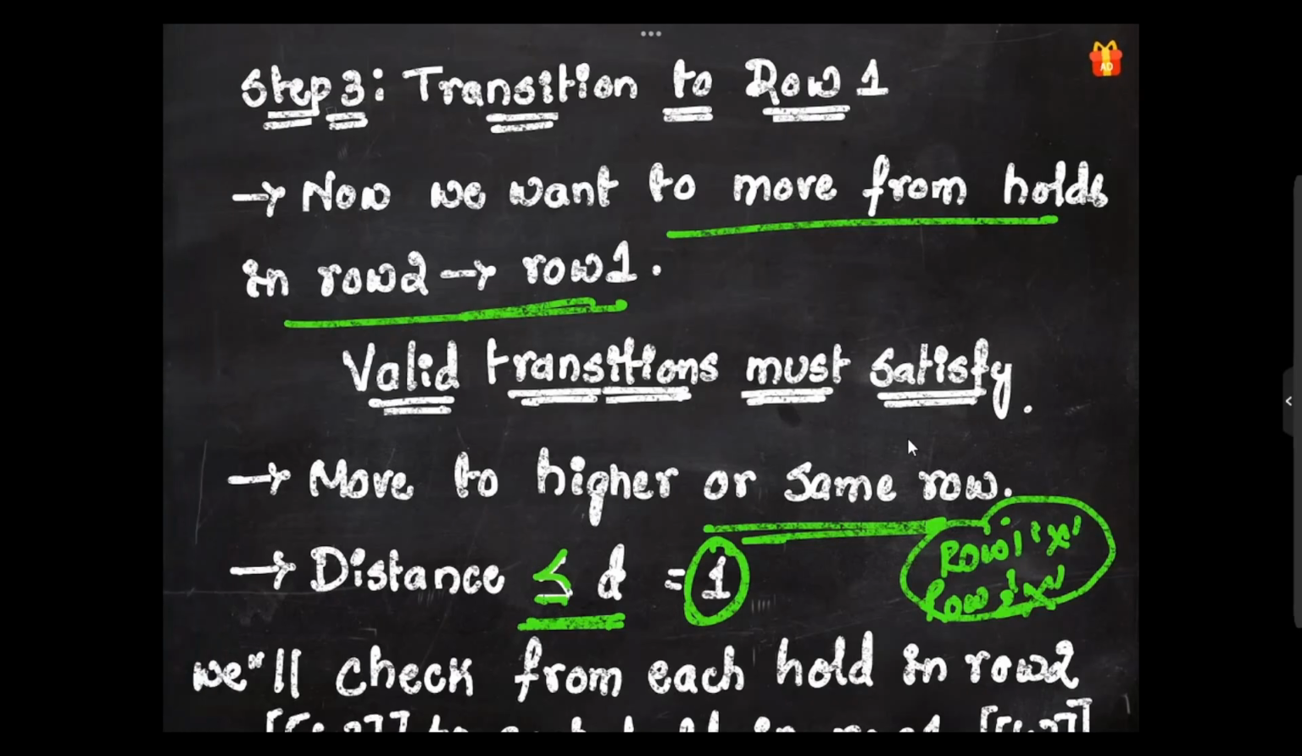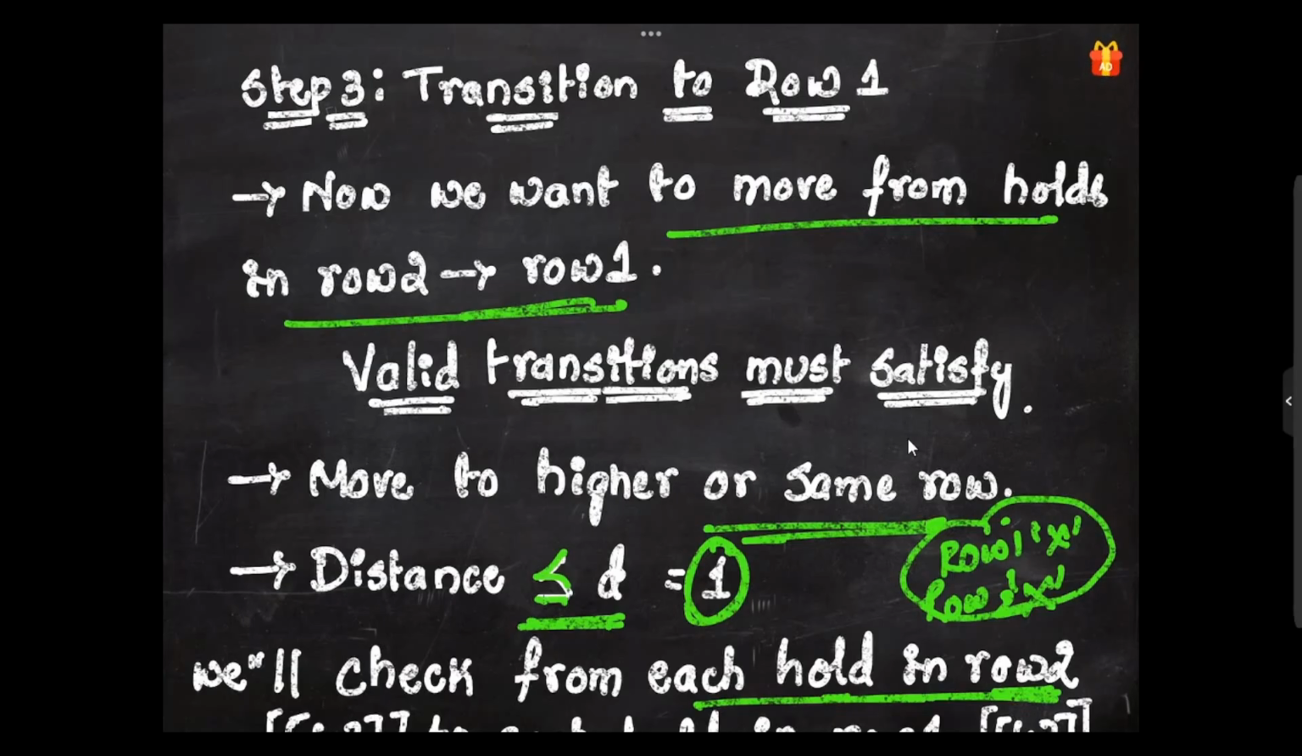We will check from each hold in row 2 to each hold in row 1. So from 1 comma 3 to each hold in row 1, 1 comma 2. Where x is present are 1 comma 2 and 1 comma 3. So we will check from each hold in row 2, 1 comma 3, to each hold in row 1, 1 comma 2.